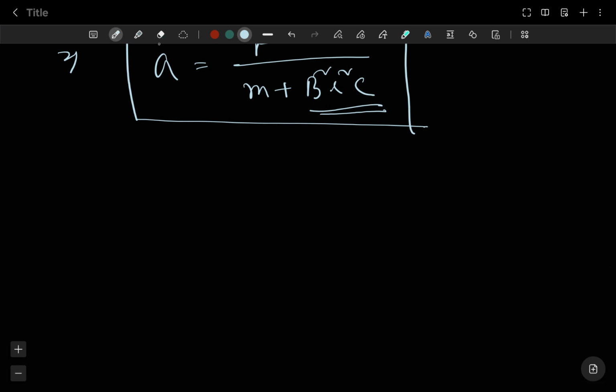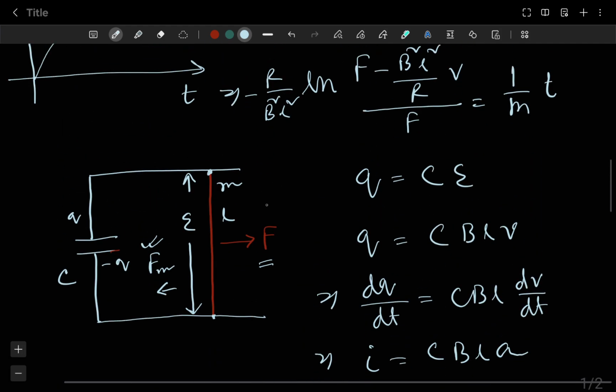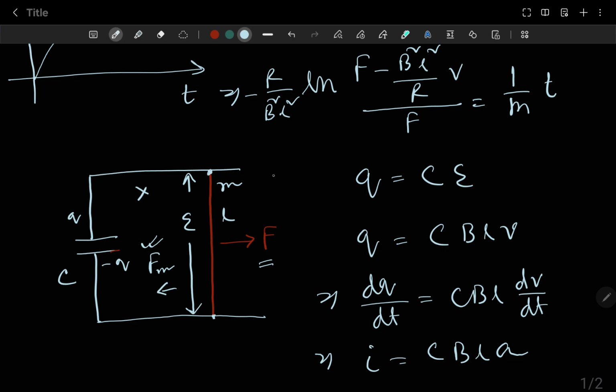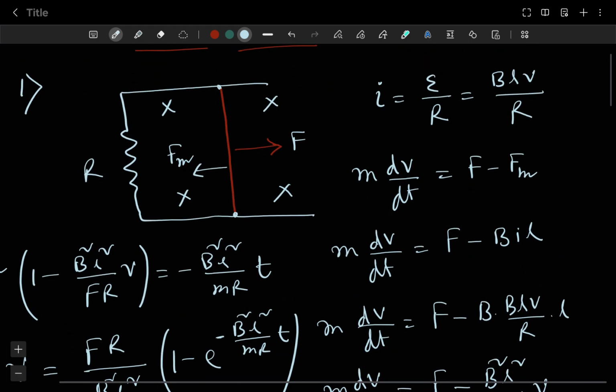And so here also, one part of the work done by the external agent will be stored as the electrostatic energy in the capacitor as it is being charged, and the other part will be dissipated across the resistance of the rod. Okay, in the first case we have already seen that the external work done is being dissipated across the resistance R. There is no question of storage of energy.